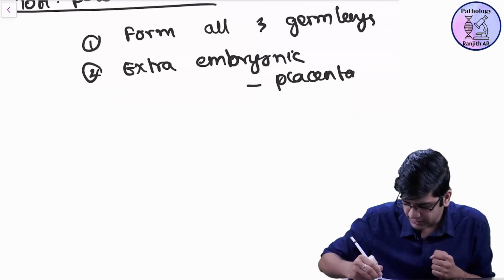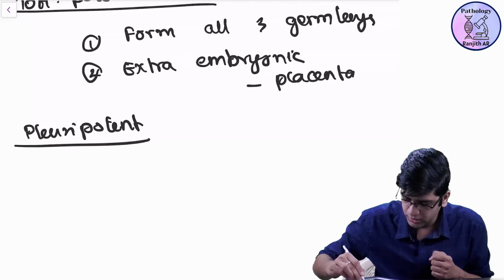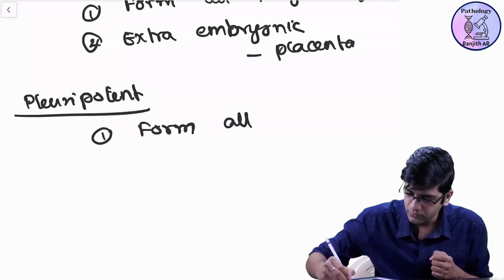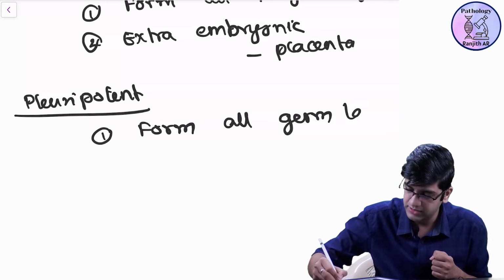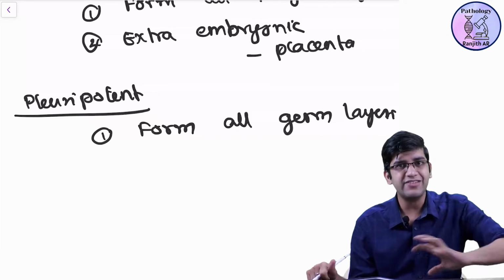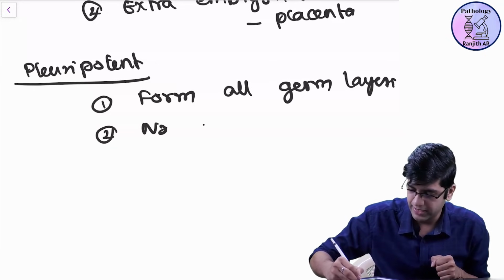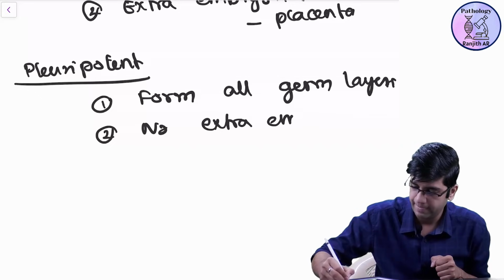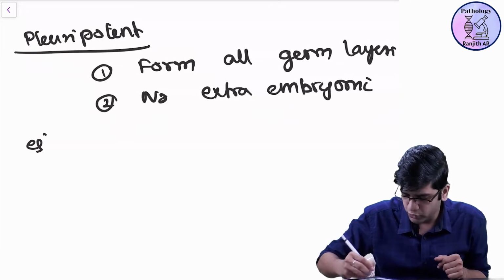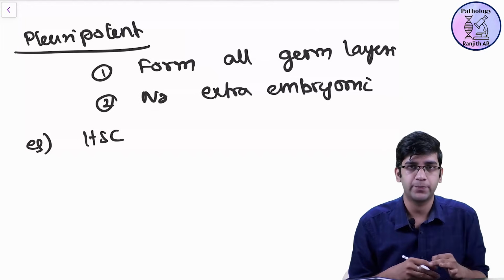Okay. Next is pluripotency. What does pluripotency mean? A pluripotent stem cell means they can form all germ layers, but they can't form the placenta. Only germ layers, only the fetus, not the extra embryonic tissue. That's the difference between this and that. No extra embryonic tissue, which means no placenta. The best example for pluripotent stem cells, I'm writing, is the hematopoietic stem cell. One group of hematopoietic stem cells is pluripotent.